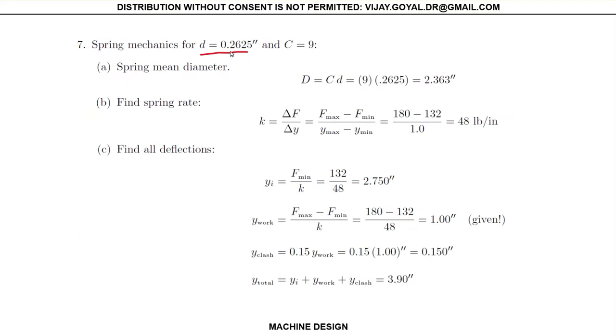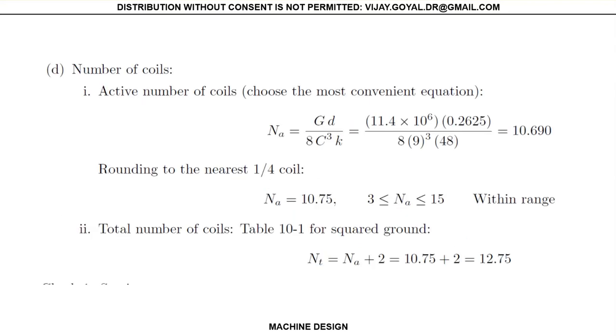So we did this analysis, and I'm just giving you the answers here. And for C equal to 9, you can see that these are the answers that you get. And what you will see is you find your D, you find your K, you find all your deflections that you need. Then you move on and you will find that your NA, your active number of coils, when you find it, you see this is 9 now. This is what changed.